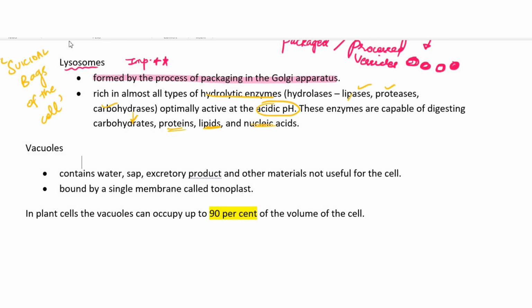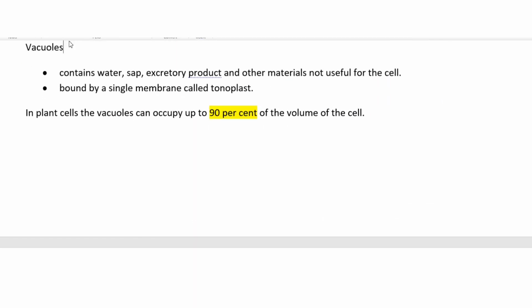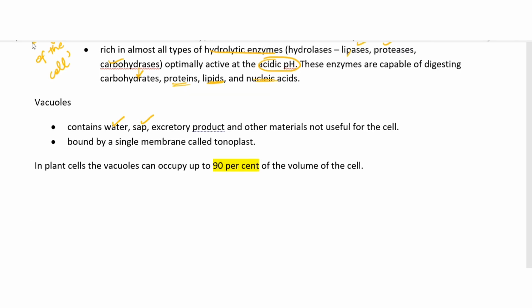The last organelle of the endomembrane system is the vacuole. Vacuole contains sap, water, excretory products and other materials not useful for the cell. So vacuoles are just the storehouse of the cell. They store waste material of the cell, and this is bound by a single membrane which has a special name called tonoplast. And as I told you earlier, it occupies 90% of the space in the plant cell.